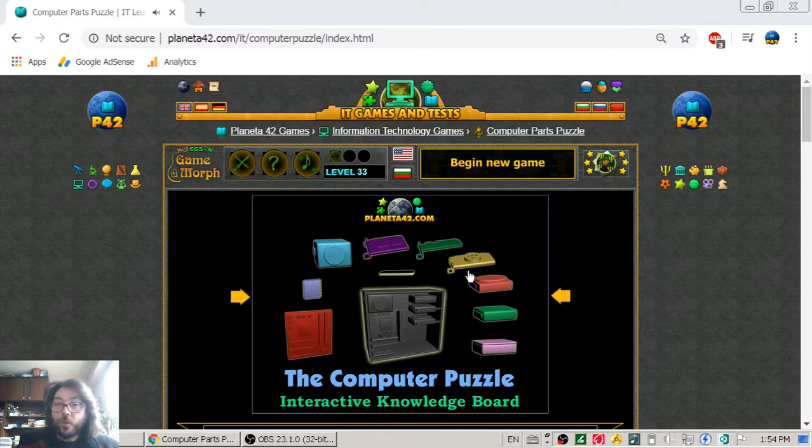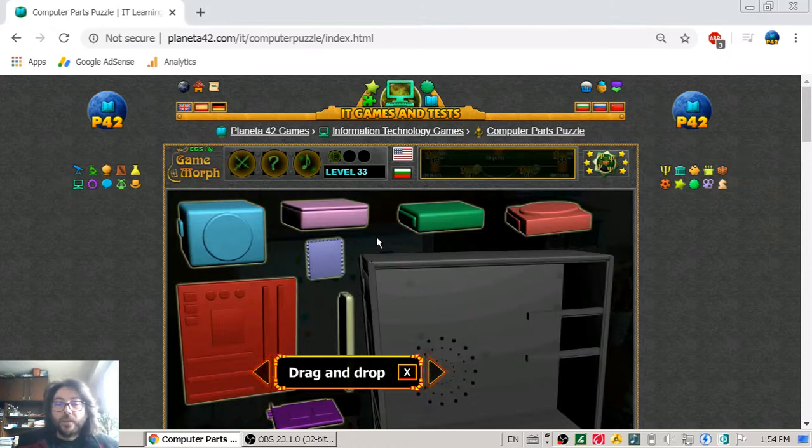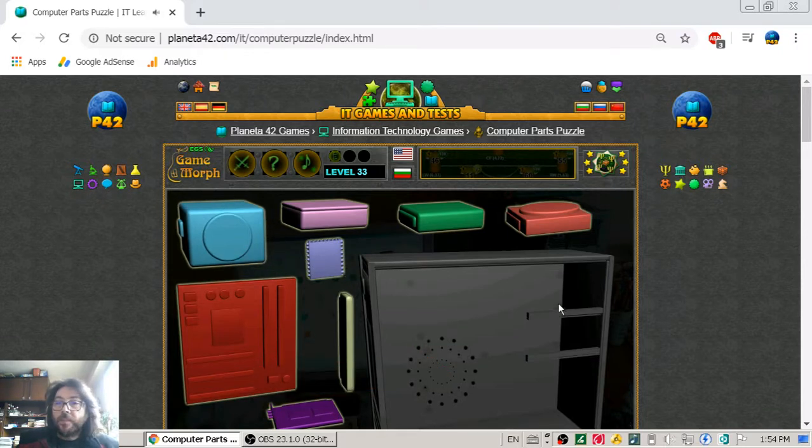Today we are going to learn the computer parts with a fun educational game from Planeta 42 website. Now, this is another puzzle game where we have the computer parts represented by simple colorful shapes, and we must fit them in the computer case.